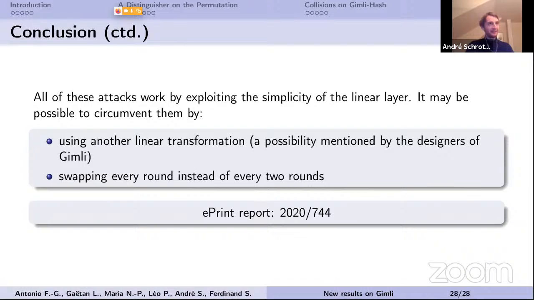I guess you could say that the linear layer is very important. So in all these attacks, as I said, they mainly work because the linear layer in Gimli is very simple. It's only swapping, and so you have the possibility to exploit nicely this structure. So none of this would work if there was a very complex linear layer.